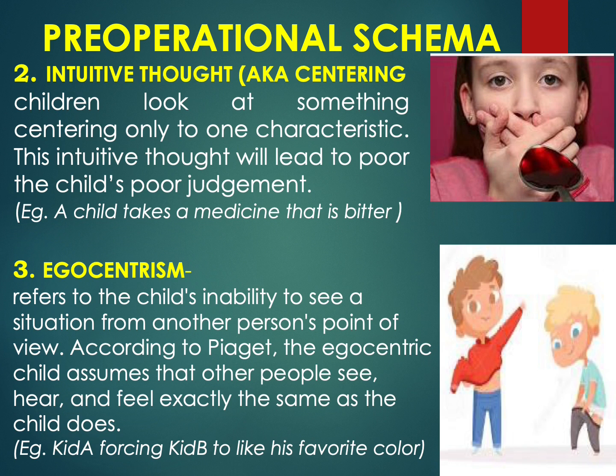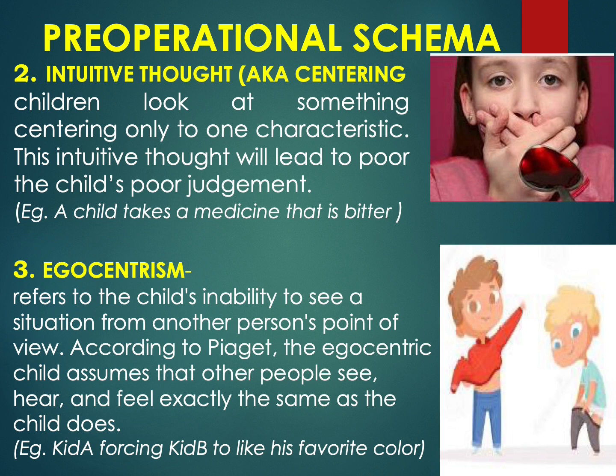Alright. Another substage on your pre-operational schema is what we call egocentrism. And it refers to the child's inability to see the situation from another person's point of view.